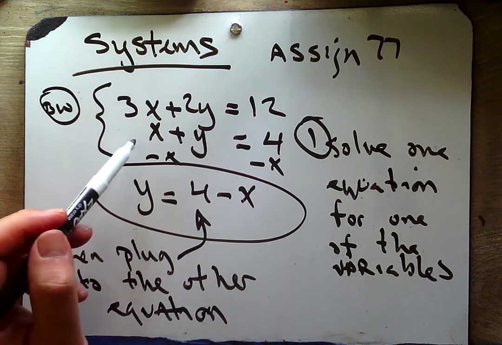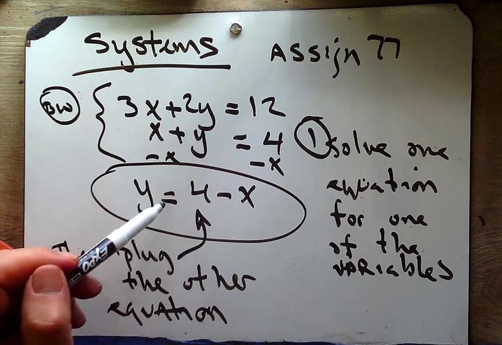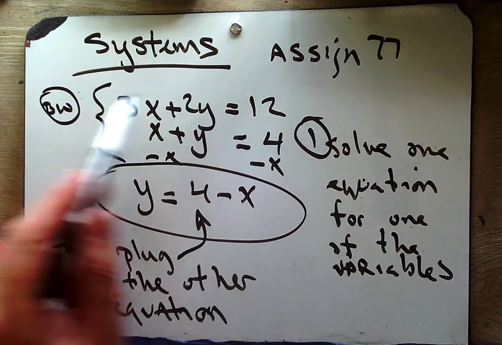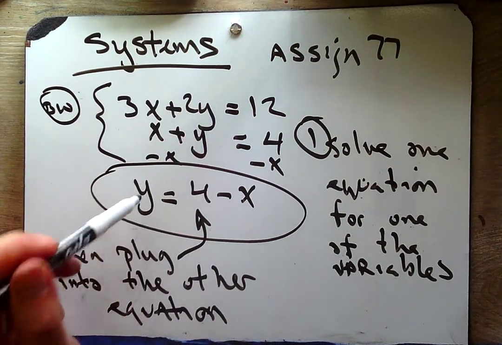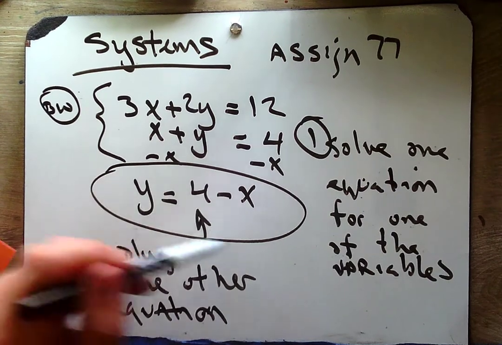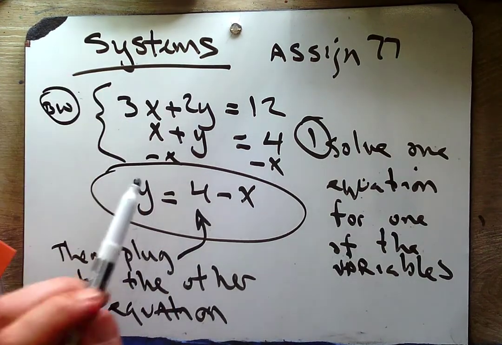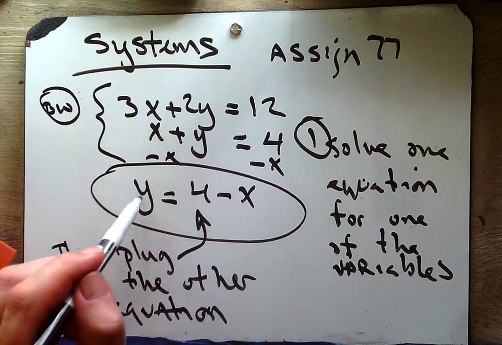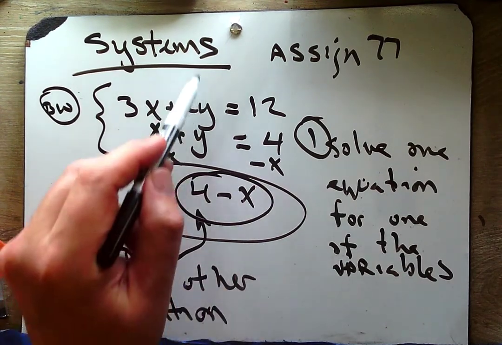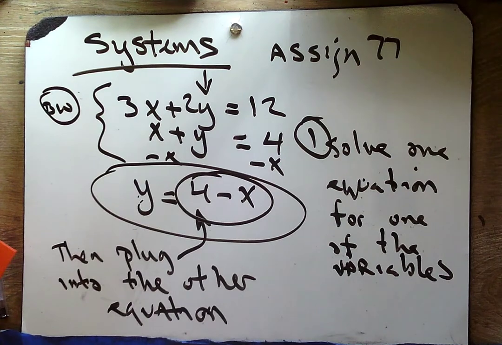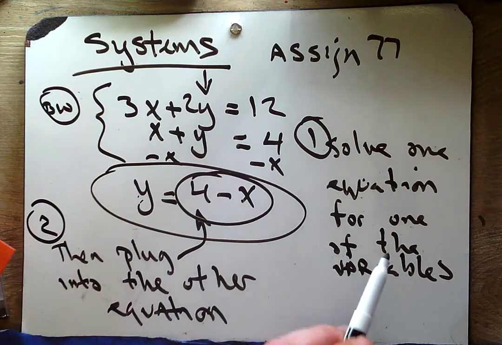So we picked one of the equations to solve for one of the variables. I went with the second equation so I wouldn't have any fractions to deal with. And then once you've solved for either variable, you take this and plug it back in. So I don't want to plug it in for x because it doesn't say x equals, it says y equals. So I'm going to plug this stuff into that y. Okay, so first step, second step, let's go.